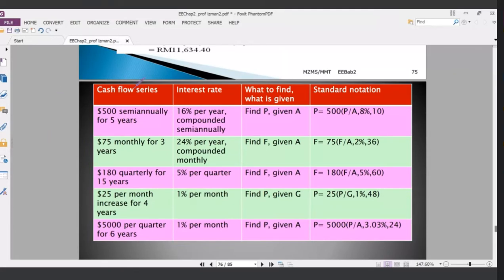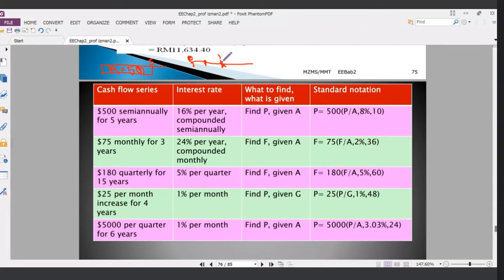Alright, this one. Cash flow series, alright. So this is 500 semi-annually for 5 years. Jadi apa yang berlaku kat sini adalah, katakan yang itu saving, semi-annually for 5 years. Okay, so dia berlaku at n equals to 0 sampai 5 tahun. So A dia adalah 500 dan dia berlaku every 6 months and interest rate is 16% per year compounded semi-annually. Dalam masa 1 tahun, interestnya adalah 16% dan compounded twice a year.